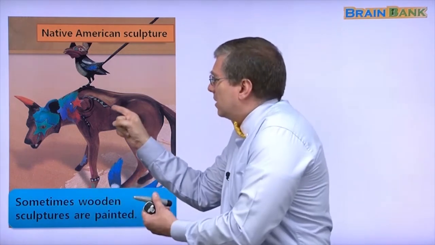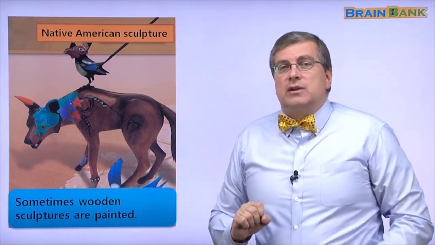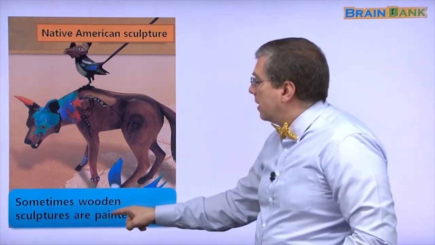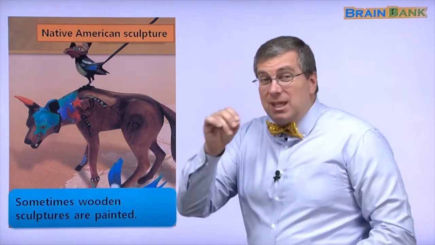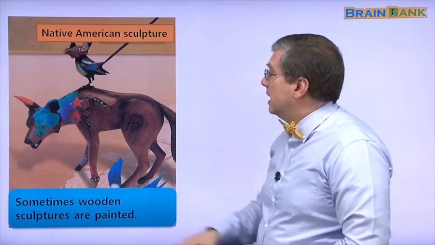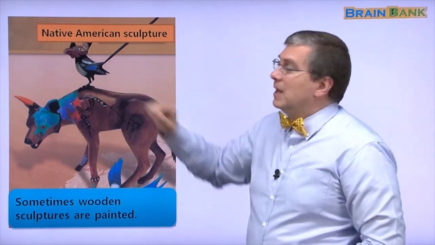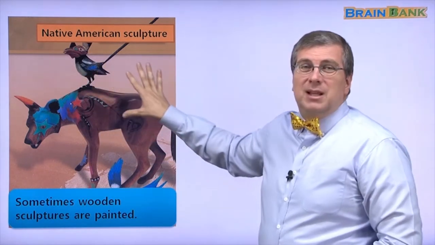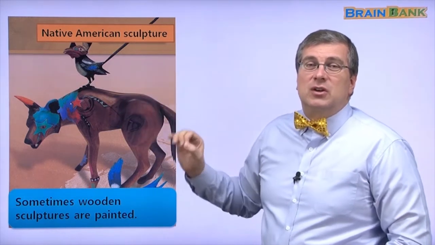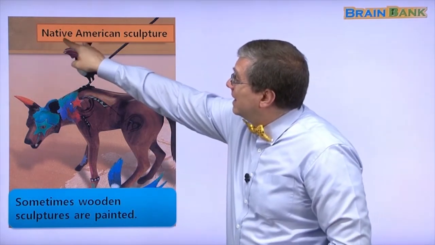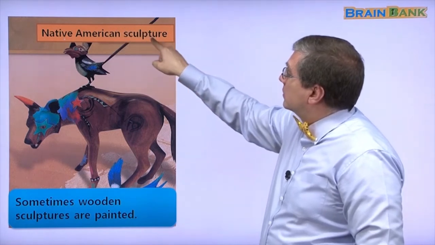How did those colors get there? Those colors are made by paint, okay? Sometimes wooden sculptures are painted. So we can paint wood easily, and we can paint wooden sculptures. So they've painted the dog, and they painted the bird. This sculpture is a kind of art from a certain place or a certain culture. Here it says Native American sculpture.